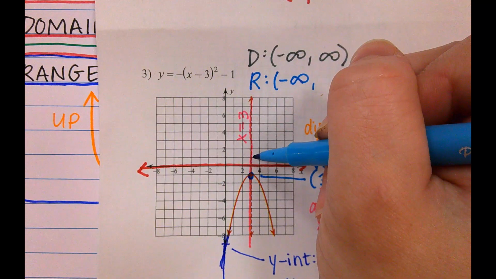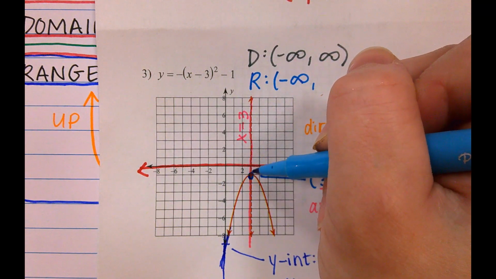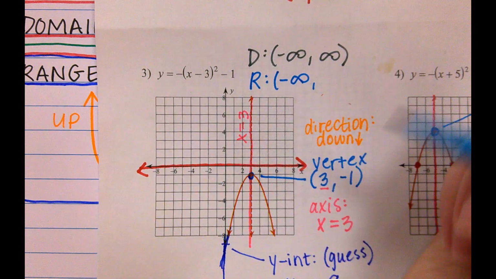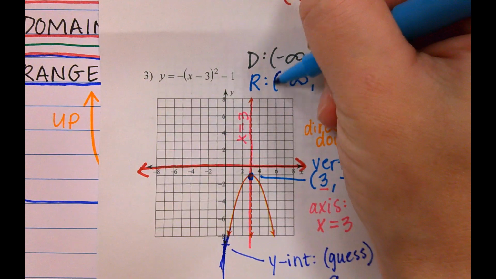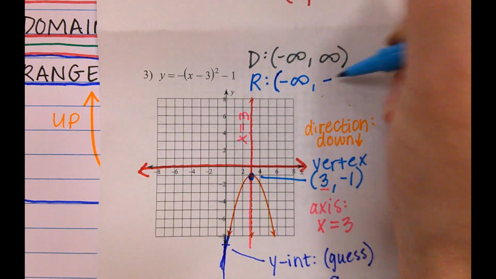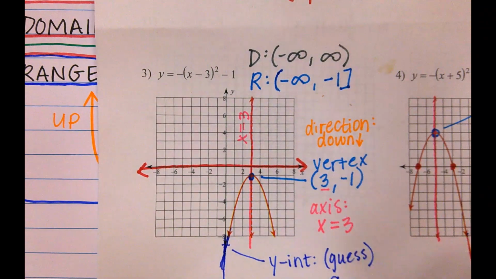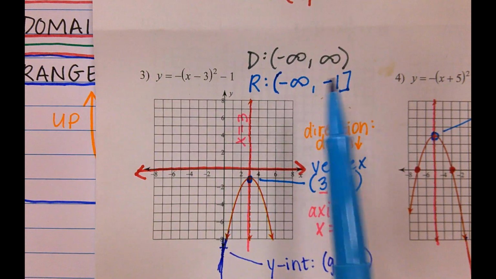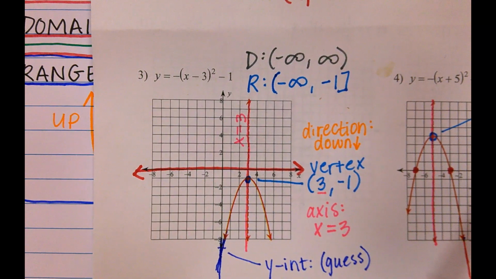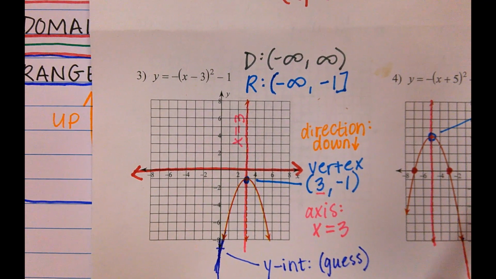No. The top is right here, -1. -1 right there. Yes, so -1, with a red dot. Perfect. And -1 is a number, so it gets a bracket.